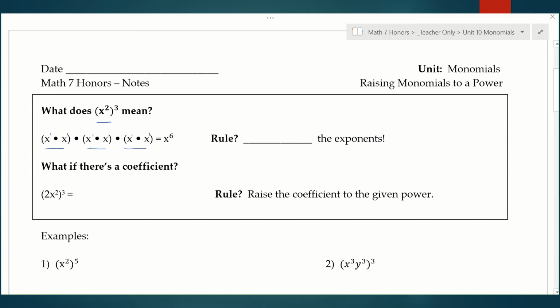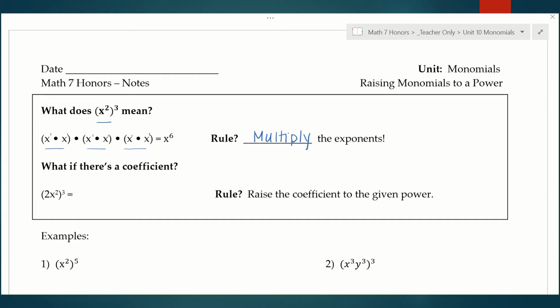So the rule, if we see something that I call almost like a double exponent or a double power here, is to get our answer, we're going to multiply the exponents. Okay, so that's kind of our shortcut or our trick so that we don't have to write it in expanded notation each time. Now, what happens if there's a coefficient?